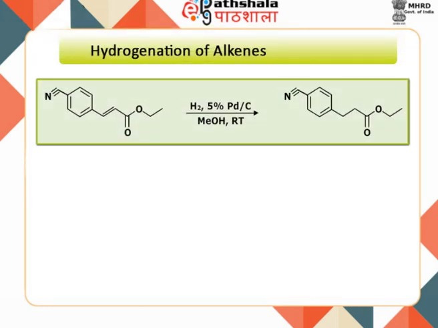Hydrogenation of alkenes takes place easily and, in most cases, can be effected under mild conditions. However, as hydrogenation is sensitive to steric hindrance, highly hindered alkenes are resistant to hydrogenation. But even these can generally be hydrogenated under more vigorous conditions.